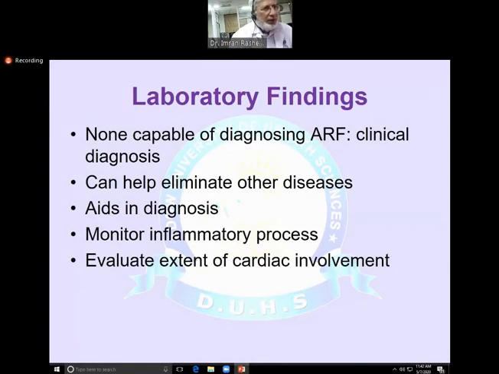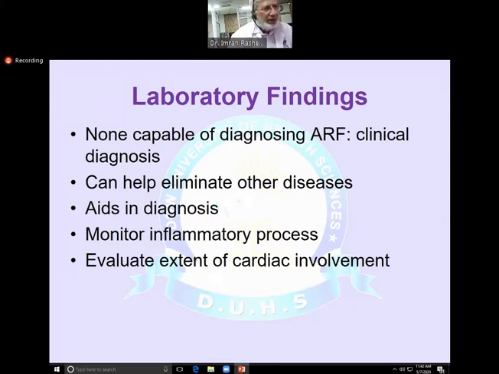Now to the laboratory findings. They are not capable of diagnosing acute rheumatic fever. Basically, rheumatic fever is a clinical diagnosis; you diagnose it on the clinical basis. Laboratory findings are just supportive. They are not capable of alone diagnosing rheumatic fever as rheumatic fever. They are just supportive in reaching the diagnosis.